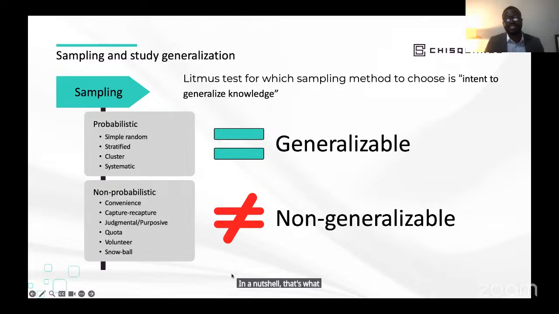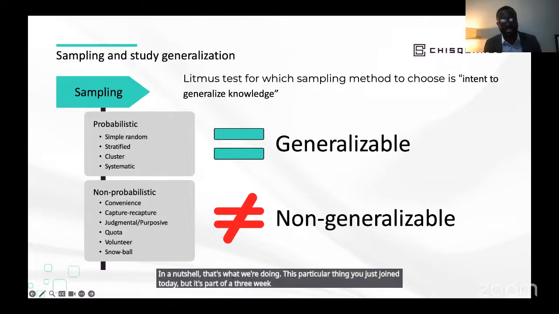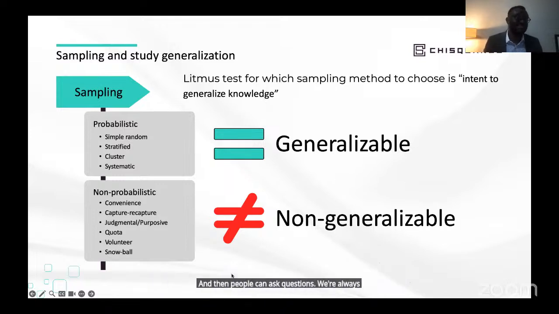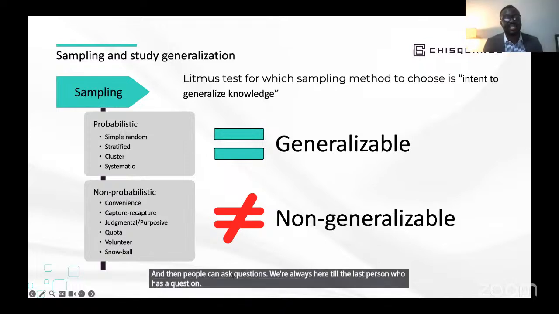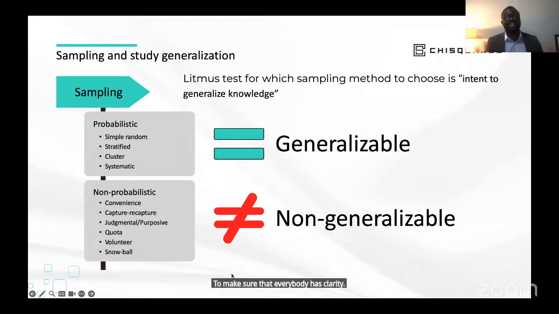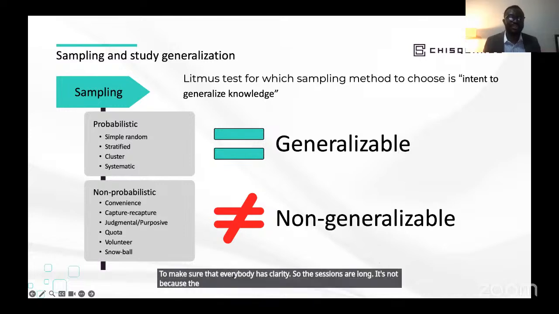So this particular thing, you just joined today, but it's part of a 3-week series where we're trying to, it's themed research clarity. So, we're just trying to provide some of the basic foundational aspects of research. And then people can ask questions. We always hear till the last person who has a question to make sure that everybody has clarity. So if the sessions are long, it's not because the talk itself is long. You can always leave when we are done, but we always try to answer everybody's question until the last person where possible. So that's the first part.